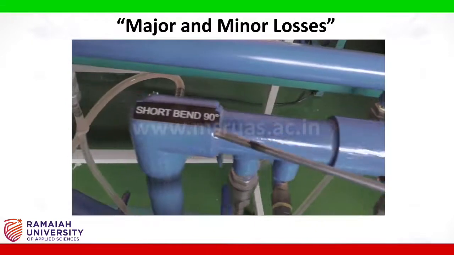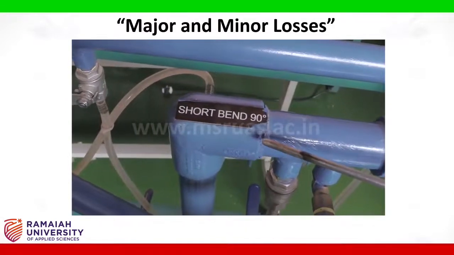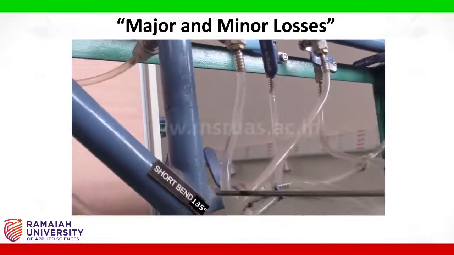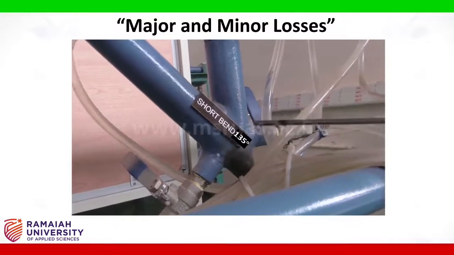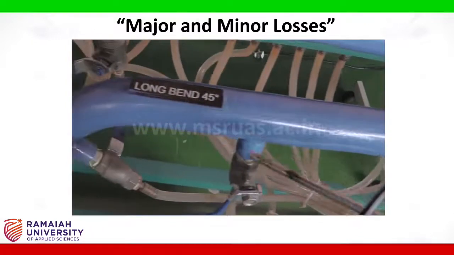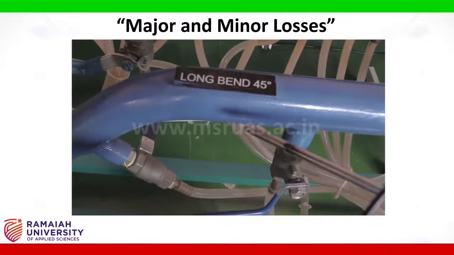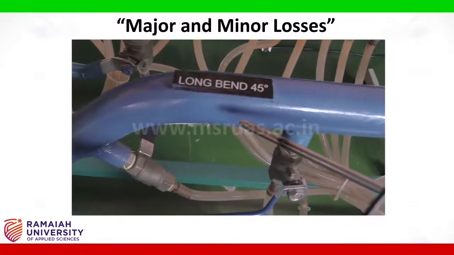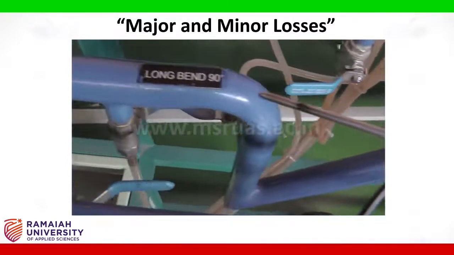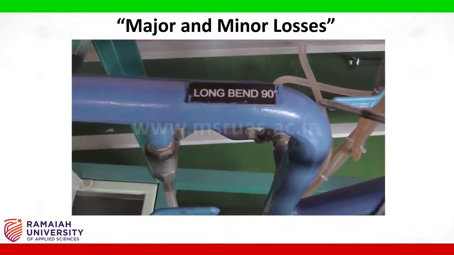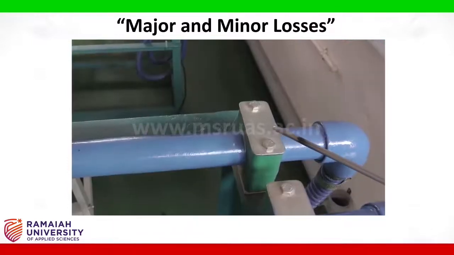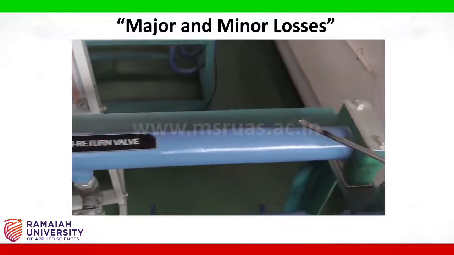Also, we have a short bend 90-degree pipe fitting. After the short bend 90, further down the pipeline, we have a short bend 135-degree. This also acts as a minor loss. Further down, we have a long bend 45-degree, where we can again calculate the minor loss. And then finally, we have a long bend 90-degree, which can again be used to calculate the minor loss across this pipe fitting. In the last pipeline, we have 3 different valves.